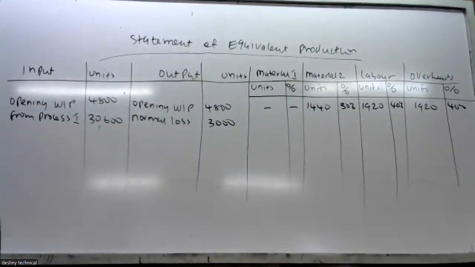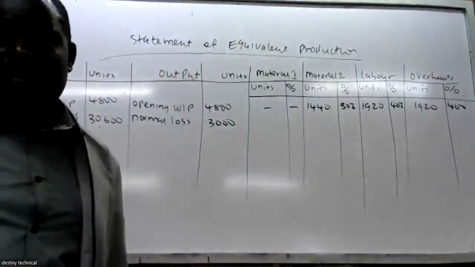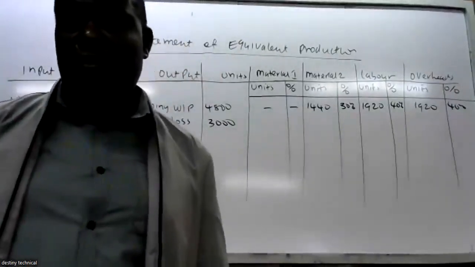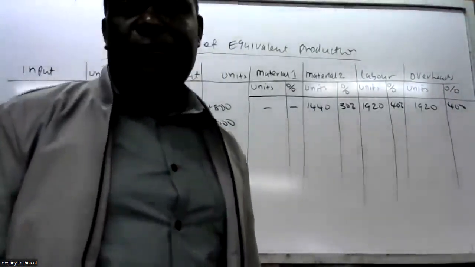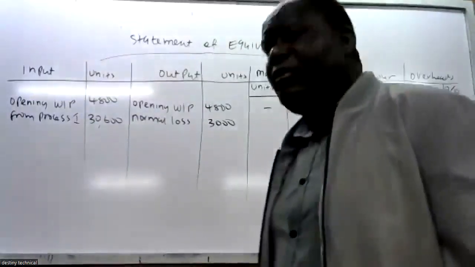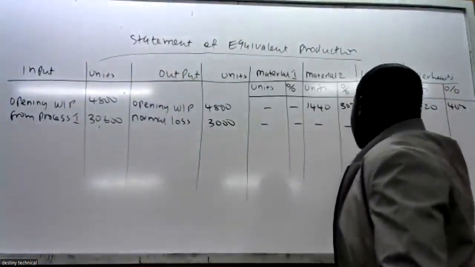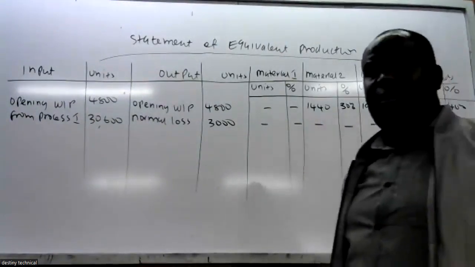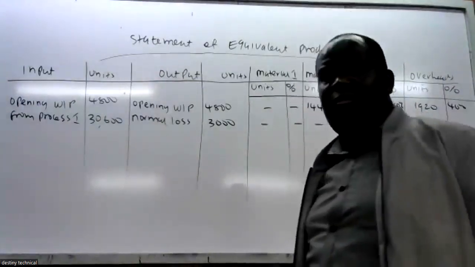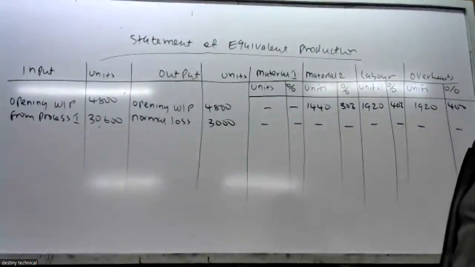We had already calculated. The normal loss is a loss which, once it occurs, you have no control over it. It will just be gaseous. We cannot convert it into finished goods. Once it occurs, like water evaporates, you cannot recover it.